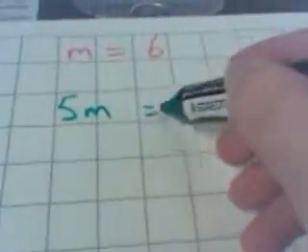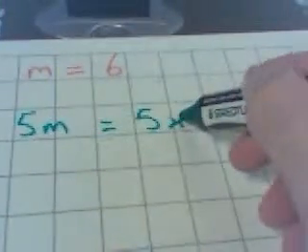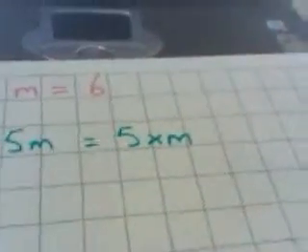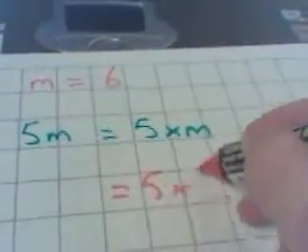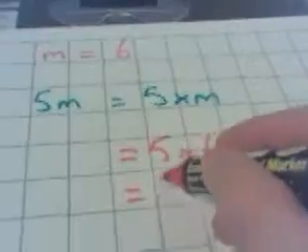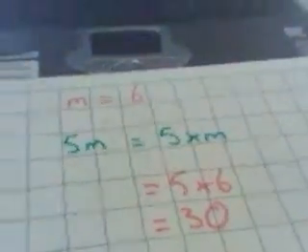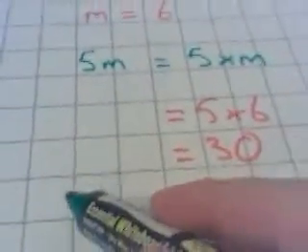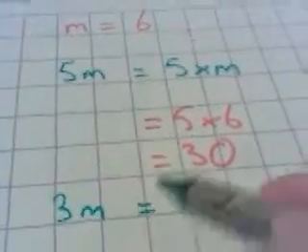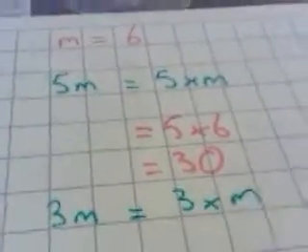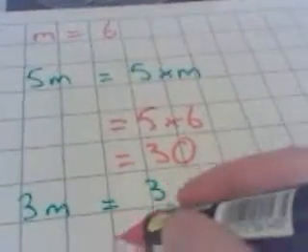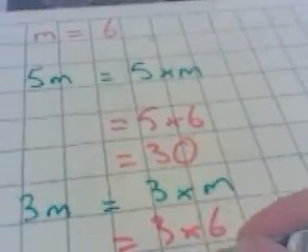If we take, let's try a different letter, M equals 6. We have this, 5M. Well, that just means 5 times whatever M is worth. So this time it's 5 times 6 equals 30. We can multiply by another number. We could say 3M. So that would be 3 times M. We know that M is still worth 6. 3 times 6 is 18.